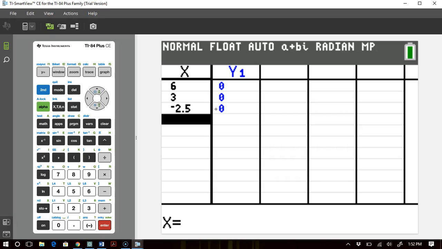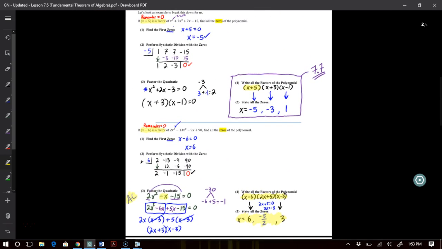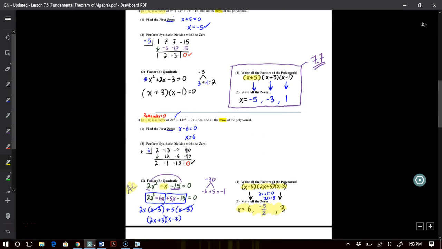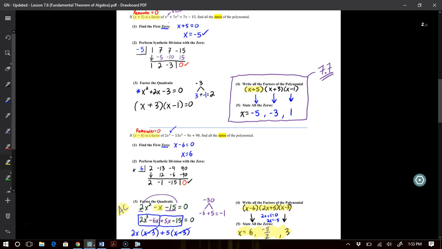And so that is the second page of the notes. And you're going to find out things are very, very similar. The overview is really the same idea. If I'm given a factor, and notice on this page, we are dealing only with this part of the chart. We are being given a factor. I perform synthetic division, and if it's factorable, I factor it. The next page, we're going to look at what happens when you're given a 0.